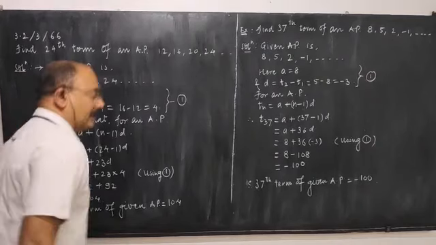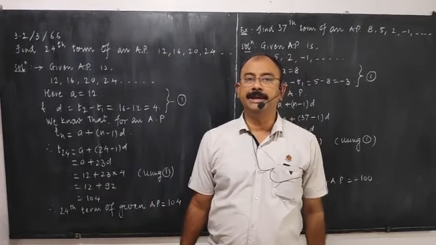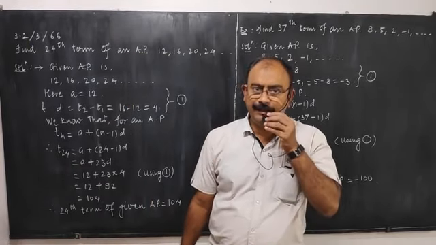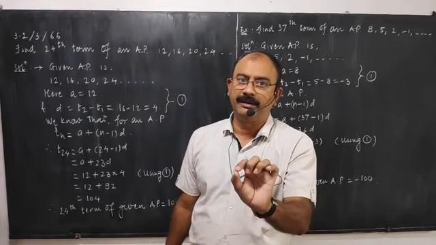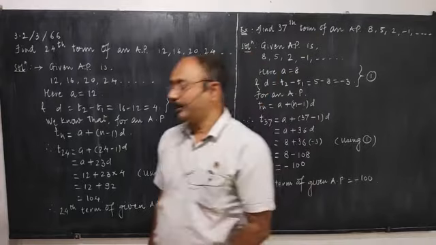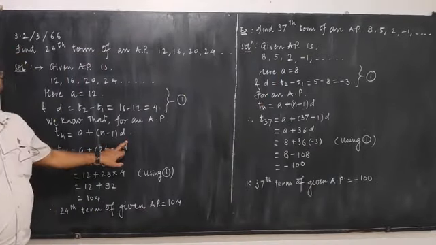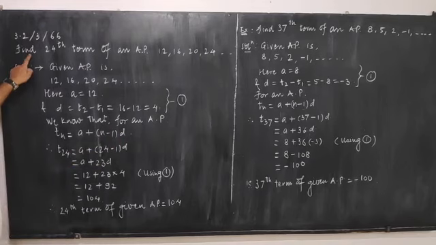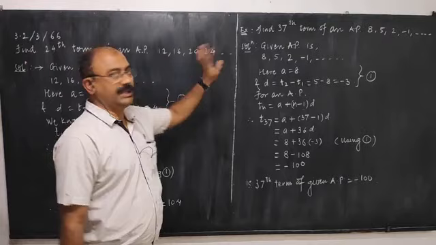Let us solve problem number 3 from practice set 3.2 given on page number 66. A very simple example where you are given the term number and you have to find the term. Using the same formula, Tn is equal to a plus n minus 1 into d. The question is: find the 24th term of an AP. This is the given AP.